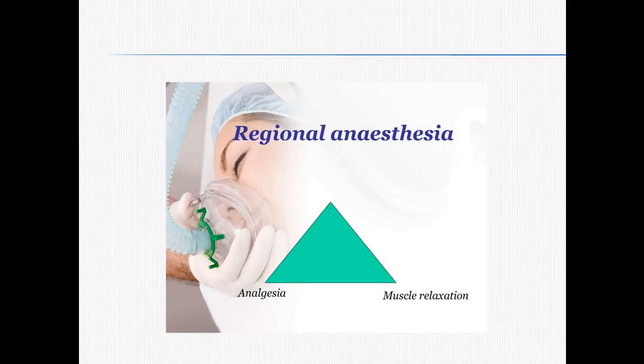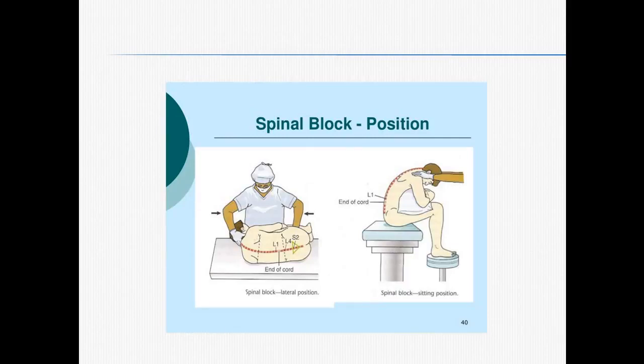In regional anesthesia, we remember the triangle of general anesthesia, which includes hypnosis, analgesia, and muscle relaxant. Here we have no hypnosis. The patient is still awake, but we have analgesia and muscle relaxant. In this picture, we see the position of spinal anesthesia. The patient must be bending forward to increase the size of the opening between the spines.